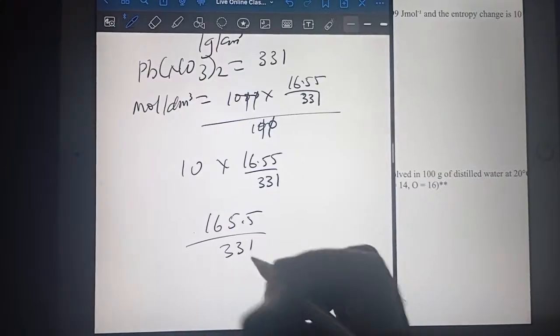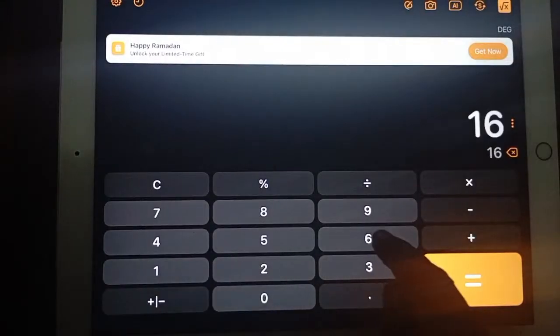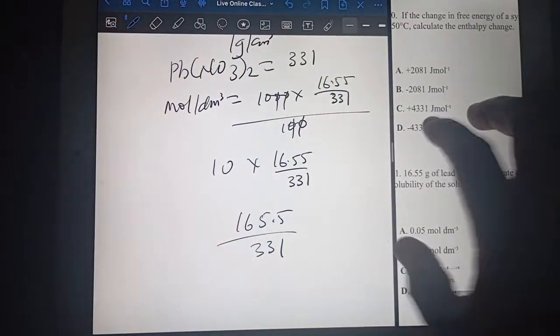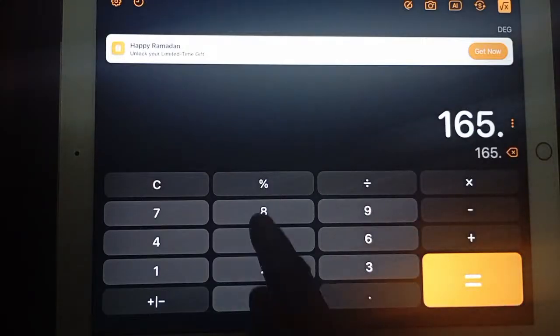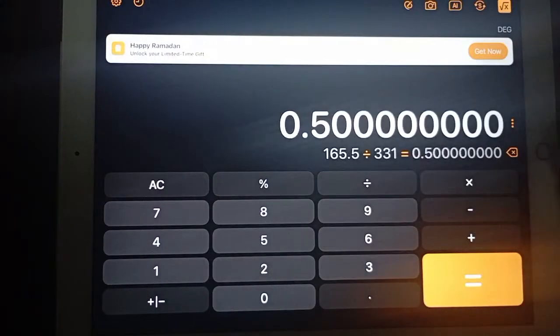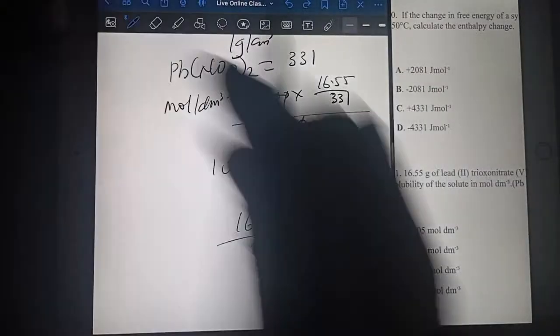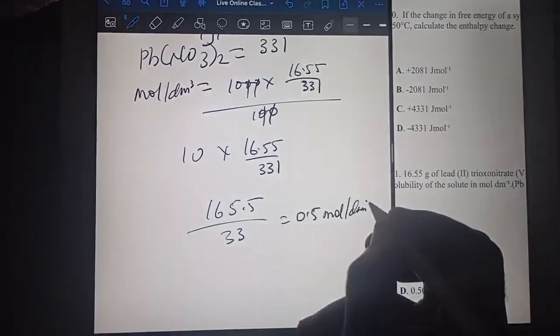165.5 divided by 331. So when we look at the calculator, 165.5 divided by 331 is equal to 0.5. So 0.5 mole per dm cube is our answer.